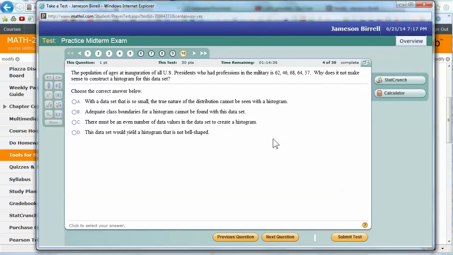So I'm just going to look for something that basically says it's too small. Oh, it's right there. With the data set so small, the true nature of the distribution cannot be seen with a histogram. Right. Okay, so I'm going to take a break here at about 7.5 minutes, and I'll do the next.